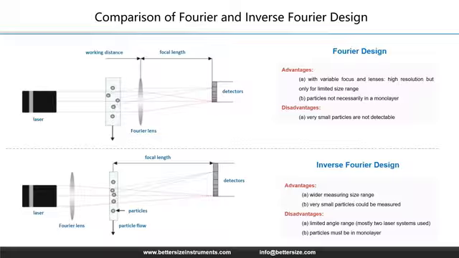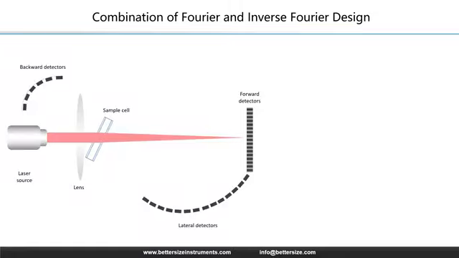For decades, manufacturers had to choose one or the other. You either got resolution or range. But we ask, why not have both? Here is how we integrate these concepts into the BetterSizer 2600 Plus. It begins with the laser source illuminating the sample cell.